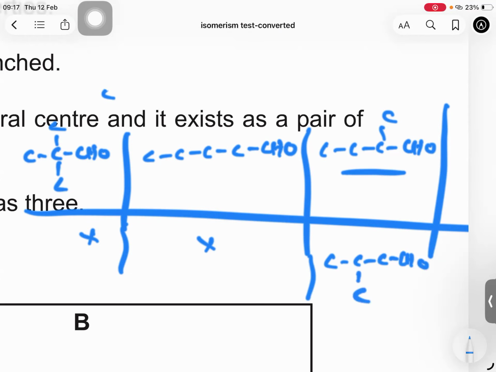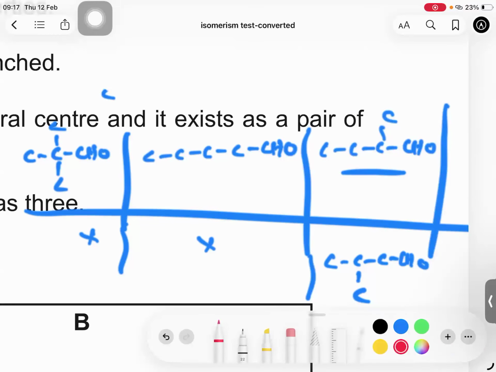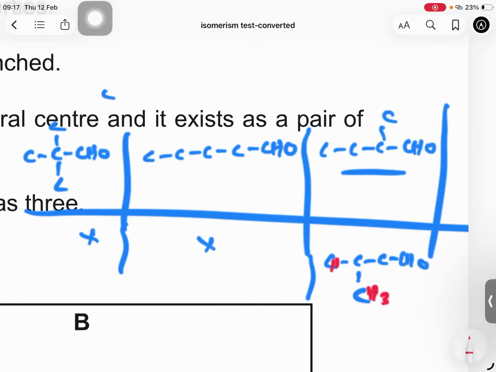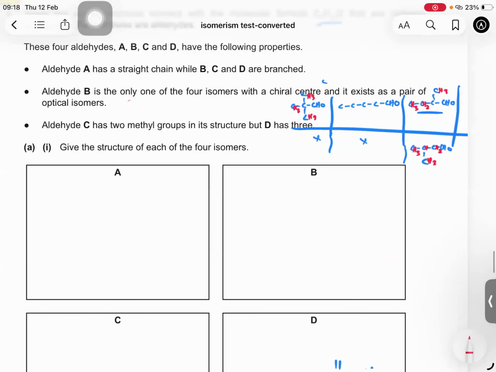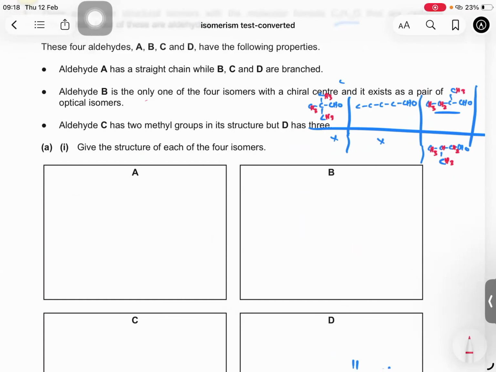Okay. Now, if I fill up the hydrogens, which I don't need, but I'm doing it for you, CH3, CH3, CH, CH2. Here it is CH3, CH2, CH3, right? Similarly, CH3, CH3, and then CH3. Okay, now whichever fits your description, tell me as we go. A is a straight chain.